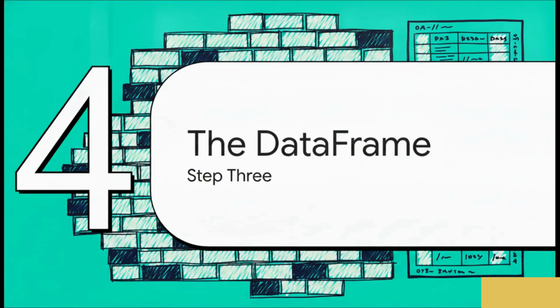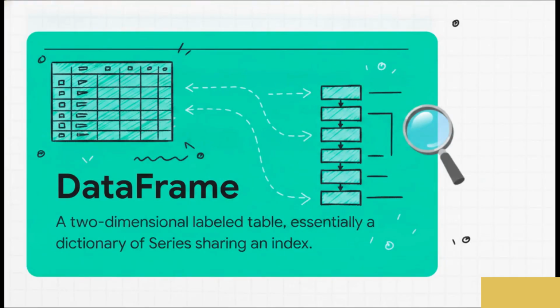Step 3, the data frame. Because let's be honest, one column isn't enough to run a business, which brings us to the data frame. A data frame is a two-dimensional labeled table. It looks and feels exactly like a spreadsheet or an SQL table. So the crucial takeaway here is this. Under the hood, a data frame is essentially just a dictionary of those single-column series bricks we just talked about. But the beautiful part is that all of those individual series share the exact same index. They are perfectly aligned row by row.